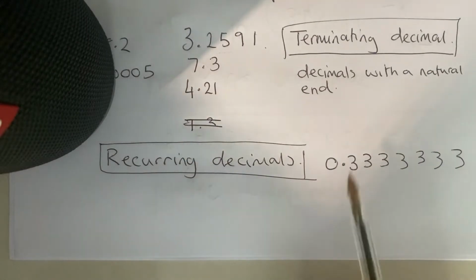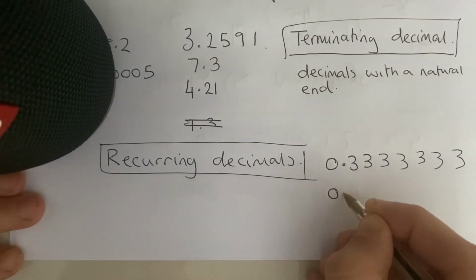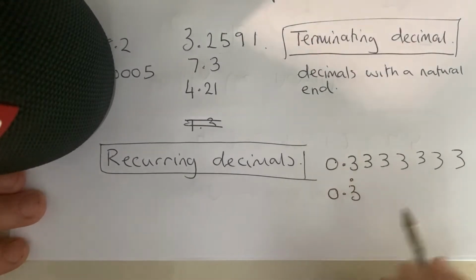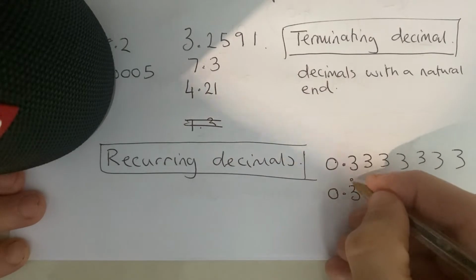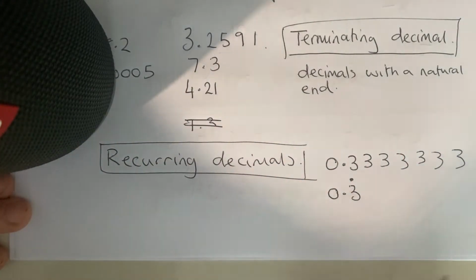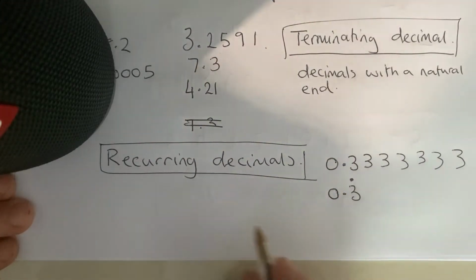We've got a way of writing down a recurring decimal, and what we do is we indicate a recurring decimal with a dot above the number that is recurring. So here we go, we'd go 0.3, and then we'd put a dot above that, which means that the 3s are going on forever. Okay, so that is a recurring decimal. Recurring decimals can also have a pattern.